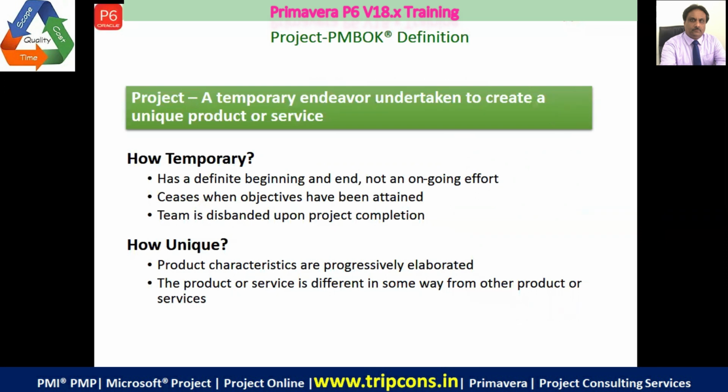How unique? Product characteristics, they are progressively elaborated. So sometimes, some bigger projects, they are divided into phases, and the details of the phases, they are kept at the top level. So suppose if I have a 5-year project, I would like to chop up that into 5 phases: phase 1, phase 2, phase 3. Like if I'm doing a metro rail construction, the first phase will be getting the legal formalities, mapping, geo-positioning of the rail route. Okay, and then getting the land permission, acquisition of the land, and all that stuff. So I'll call that phase 1.